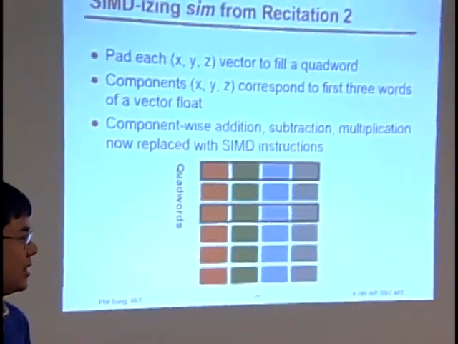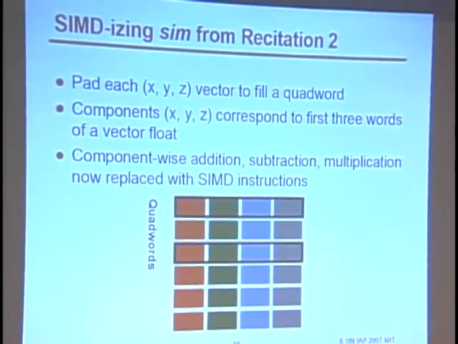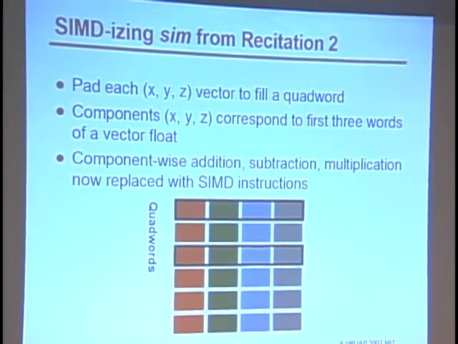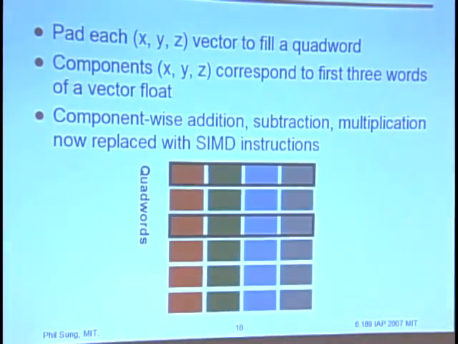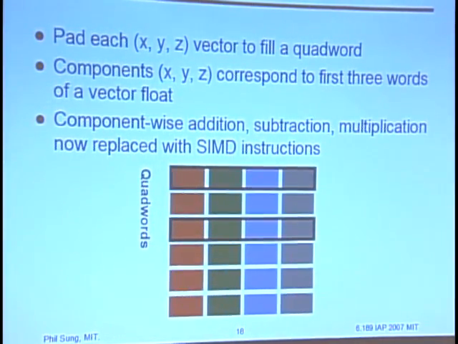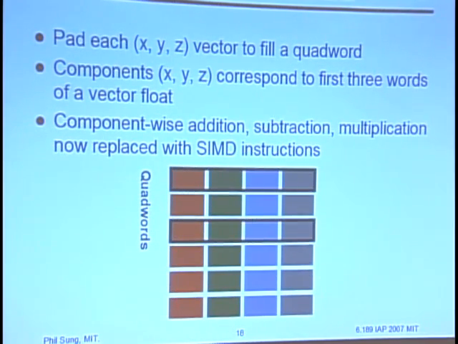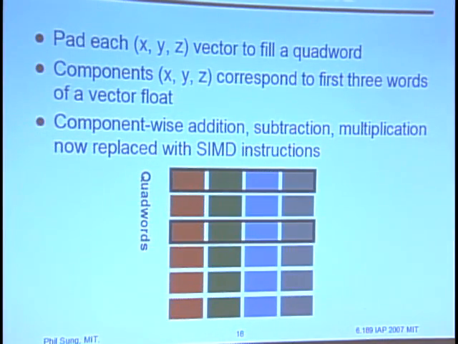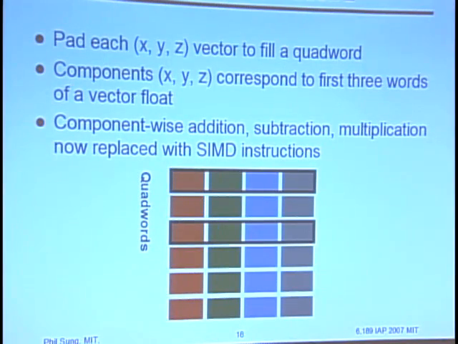Okay, so we're going to want to look at the sim application from Recitation 2, and adapt that to make use of SIMD data types and intrinsics. Remember we had these XYZ coordinates that we were manipulating. We're going to pad each one. It was 3 words before. We're going to pad each one so that it fills a quad word. For each quad word, the first 3 words are going to correspond to the XYZ components, and we can grab those out using SPU extract or some other intrinsics. When we're doing manipulations with these components, for example finding the displacement between 2 locations, that's just subtracting 2 of these coordinates. We can do that subtraction, which before required 3 floating point subtractions, with a single SIMD instruction. Does that make sense?